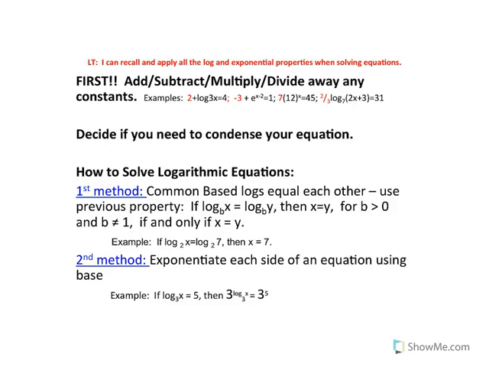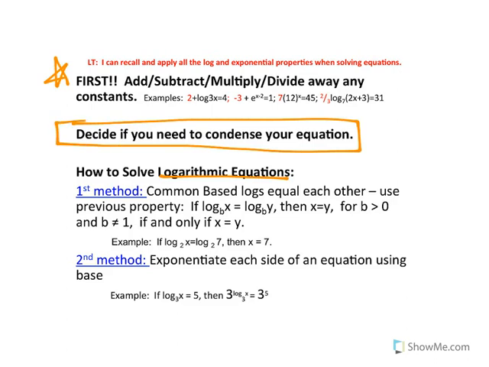Now, what happens if I want to solve a logarithmic equation? We're going to start out the same way. First, I need to get rid of any coefficients or constants, so I need to add or subtract any constants away or multiply or divide any coefficients away. You might even want to try and condense your equation or one side of your equation based on those properties from last class, the product rule, the quotient rule, the power rule.